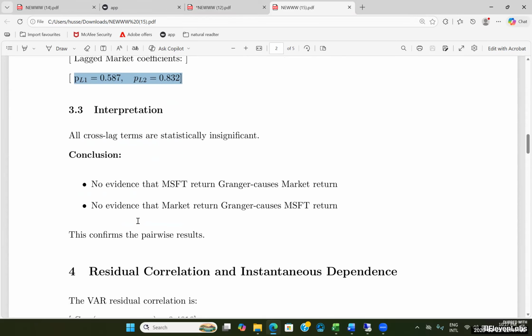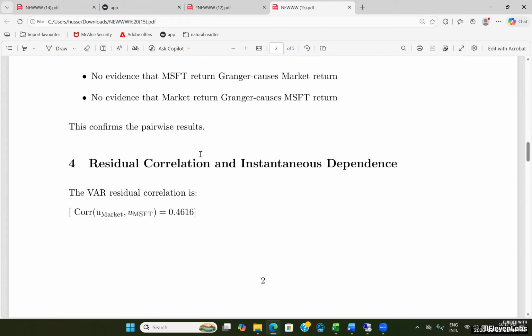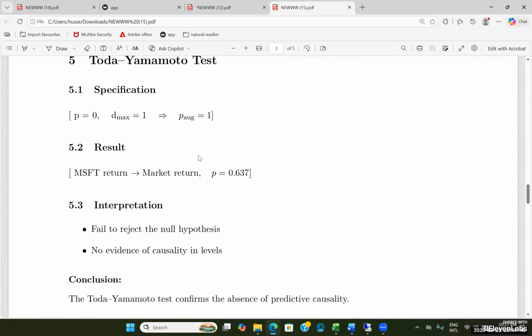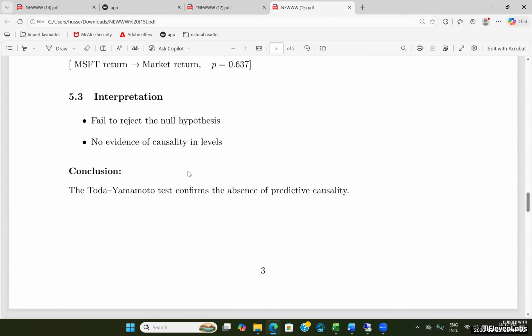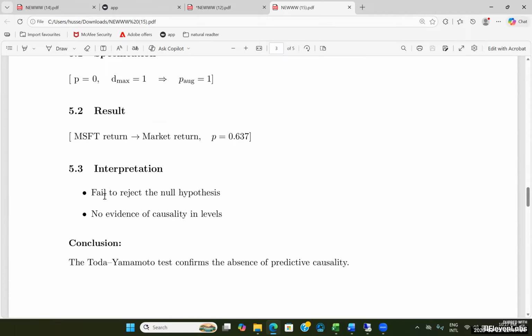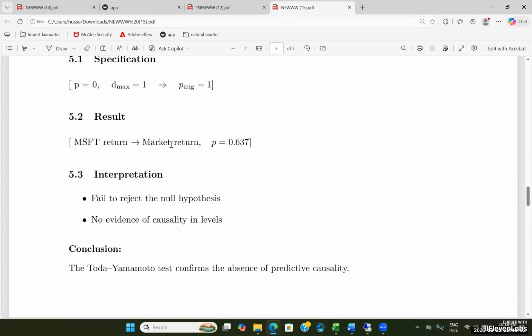There is absolutely no statistical evidence. No evidence to indicate that Microsoft's stock return Granger causes the overall market return, or that the market return in turn Granger causes Microsoft's stock return. The Toda Yamamoto test, which we have previously discussed, is characterized by the inclusion of an additional lag. Our statistical analysis did not allow us to reject the null hypothesis. Consequently, we were unable to establish any significant Granger causality operating from Microsoft's performance to the broader market returns, or the other way around.